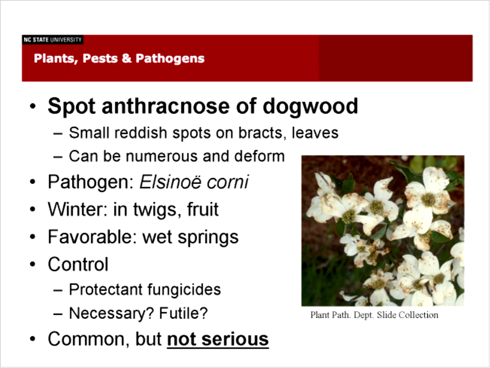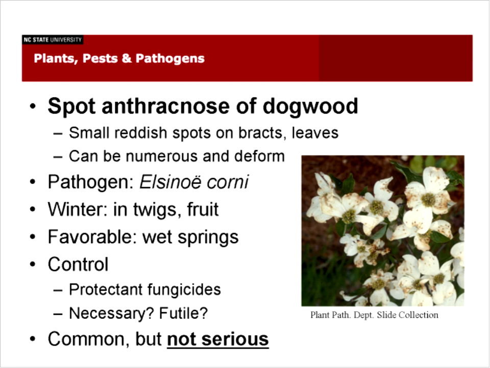And this we saw last year with the nice wet spring weather and some places where it looked like the dogwoods got hit by a late frost, but I think it was actually just a severe case of the spot anthracnose. The pathogen is a fungus by the name of Elsinoe corni. It spends the winter on the twigs or even fruit, and in the spring becomes active and infects the expanding bracts. Now, often people are going to wonder whether or not fungicides should be used here.